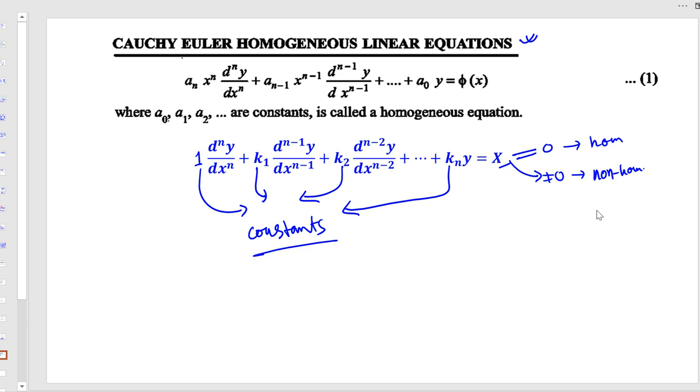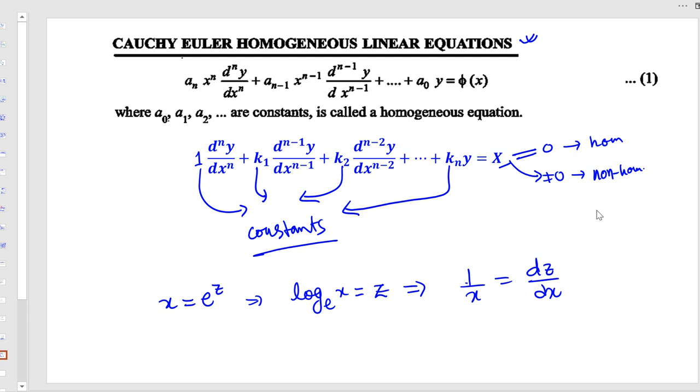Now we have to substitute, for example, x equals e to the power z. Then what will be? Then logarithm to base e of x is actually z. So if you differentiate it, 1 upon x with respect to x, so dz dx.